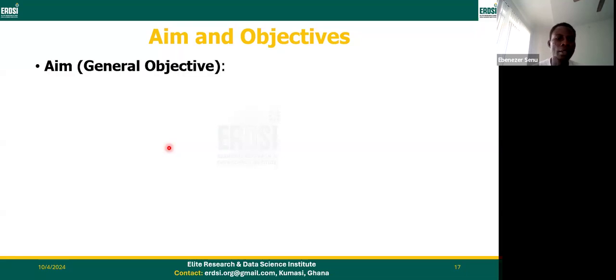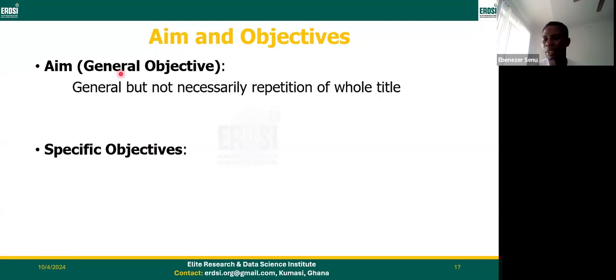What's the difference? Aim, or some people will say general objectives. So we see some people writing it in their thesis as general objectives, the same as the aim. Then we have what we call specific objectives. These are the two main things. The aim is just something broad, but it's not always a repetition of the whole title. For example, the topic that we are working on, prevalence and factors associated with candidiasis, the aim can just be to assess the prevalence and factors associated with candidiasis. That's all.